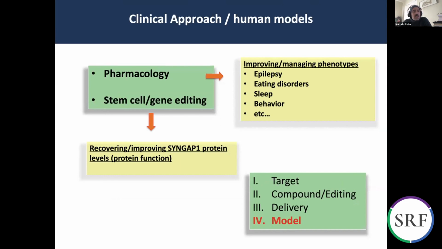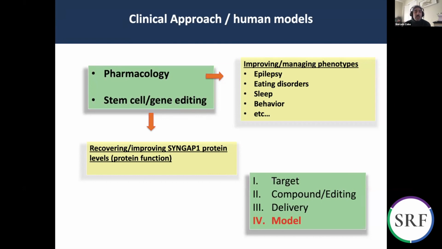The reason is that some years ago, we moved forward with the lab trying to get more translational approaches, not just for SYNGAP1, but for mutations in different components of the synapse. And we reasoned to do it in two main ways. One is the classical pharmacology approach, and the other, with improving methods of stem cell and gene editing, is trying to recover and improve SYNGAP1 protein levels. Gavin gave great examples of how these things can be achieved, but I am going to mostly focus within the context of human neurons.